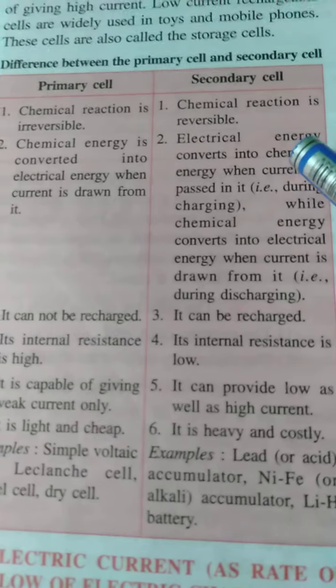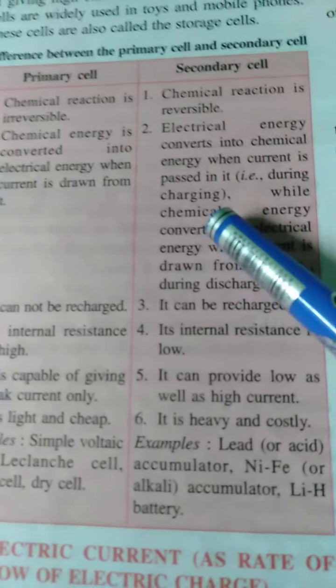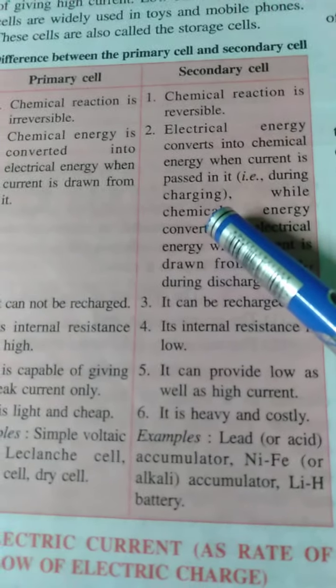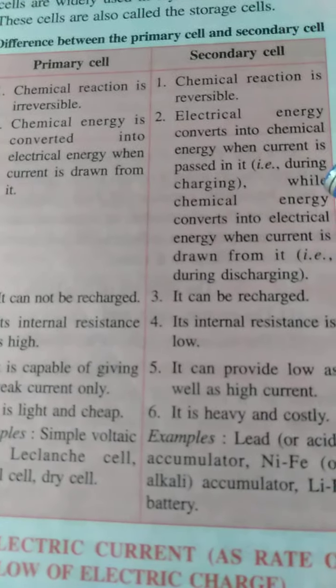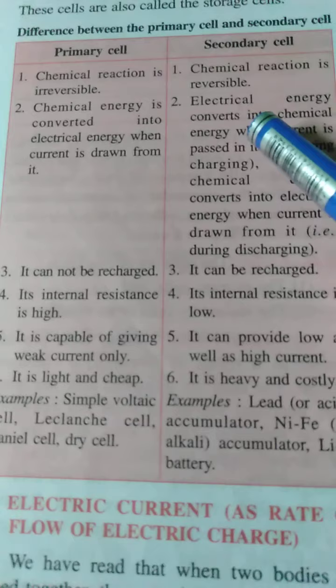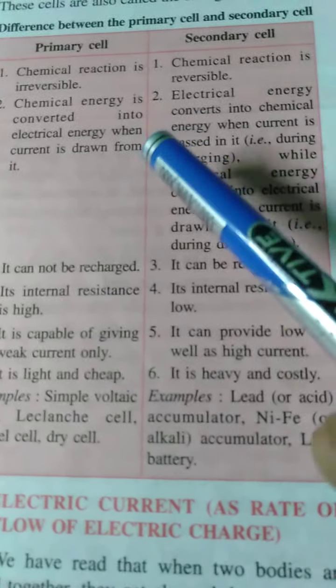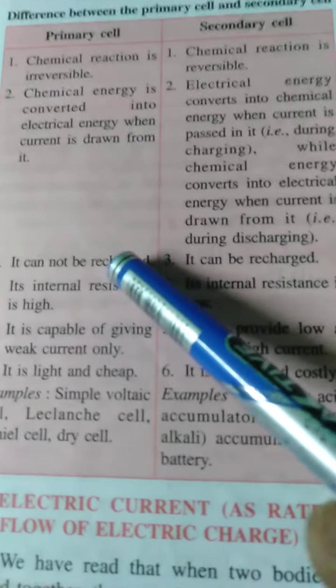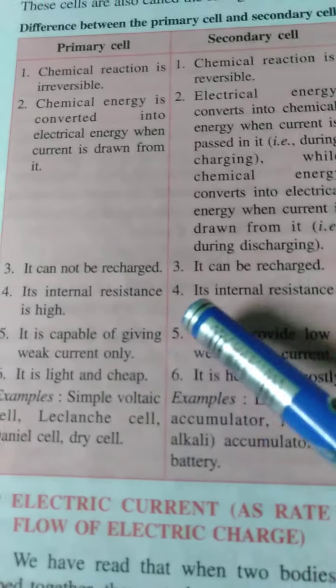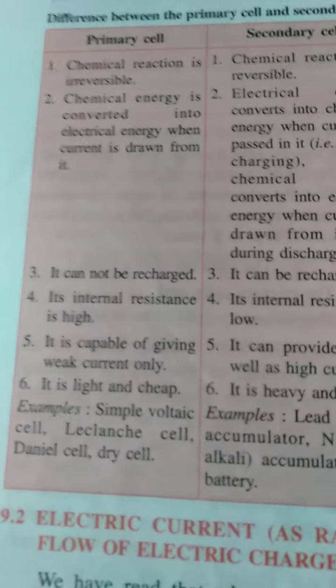Chemical energy is converted into electrical energy. Here electrical is converted to chemical, that is the recharging, and again chemical is converted to electrical, that is discharging. Means it can be recharged and discharged, but in primary cell it cannot be recharged. Okay, so you just read the other differences. So this is all about electric current.